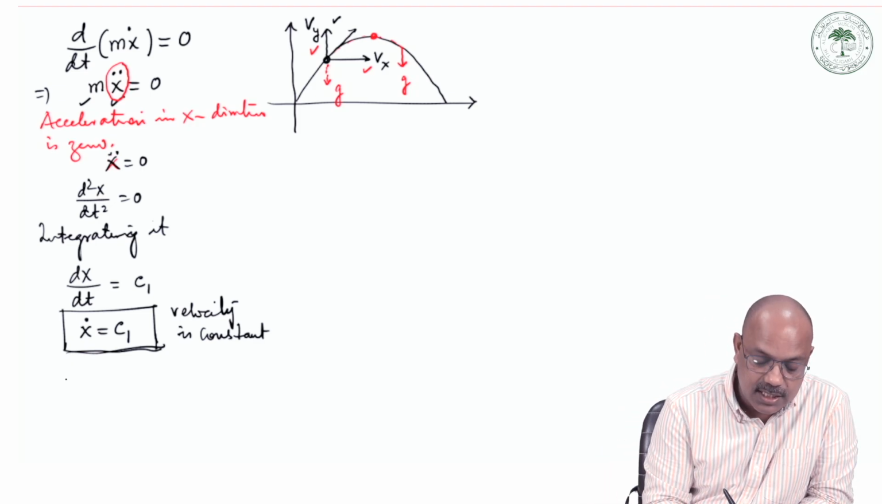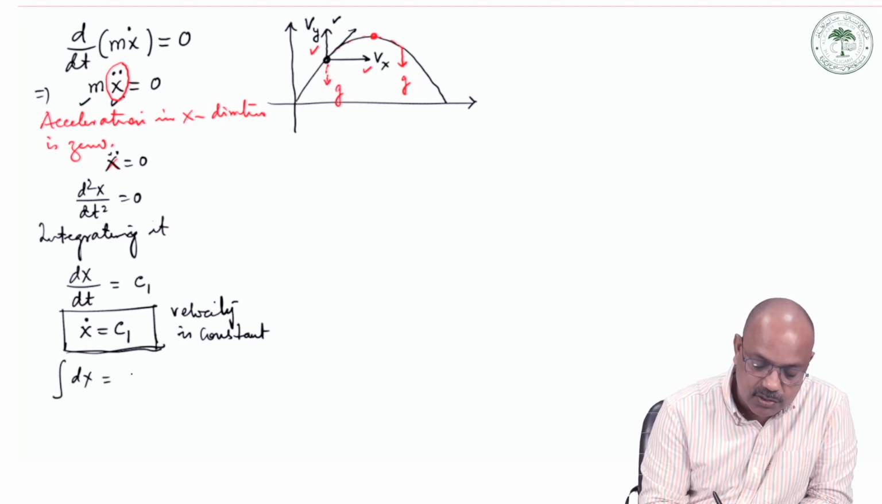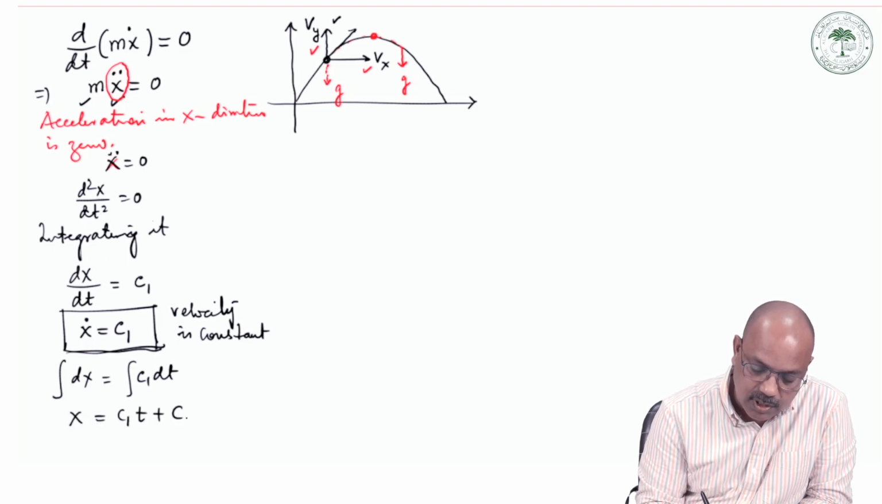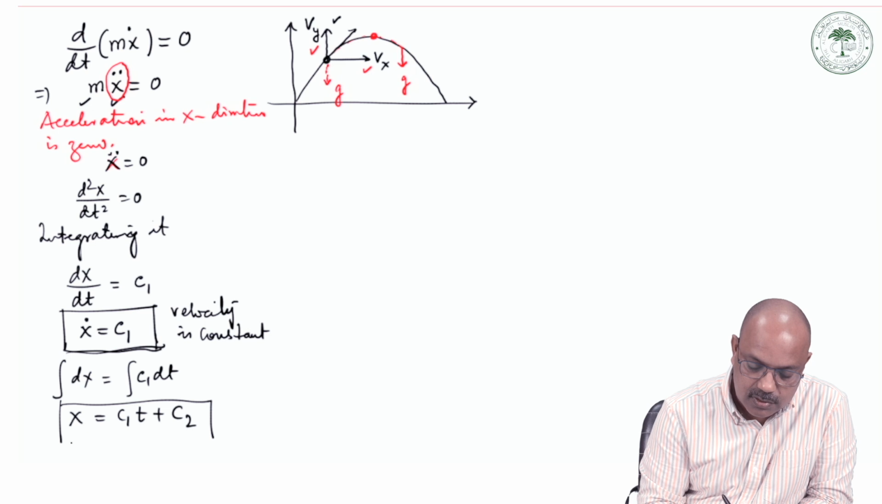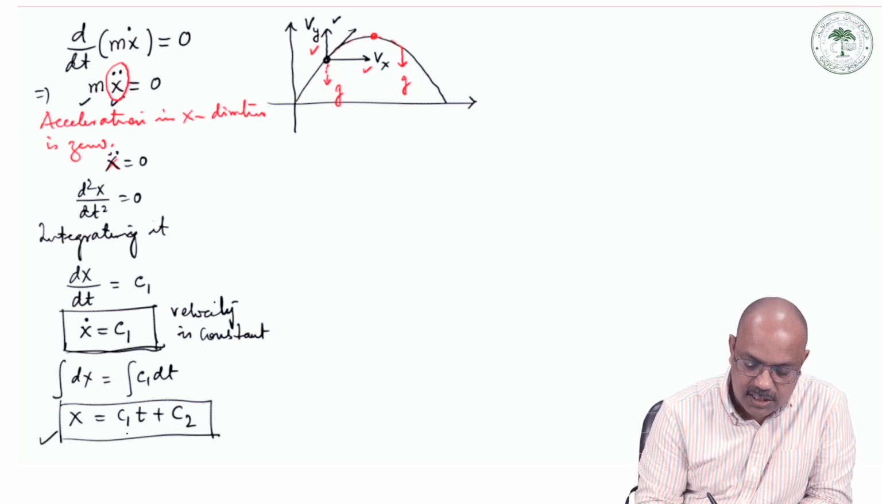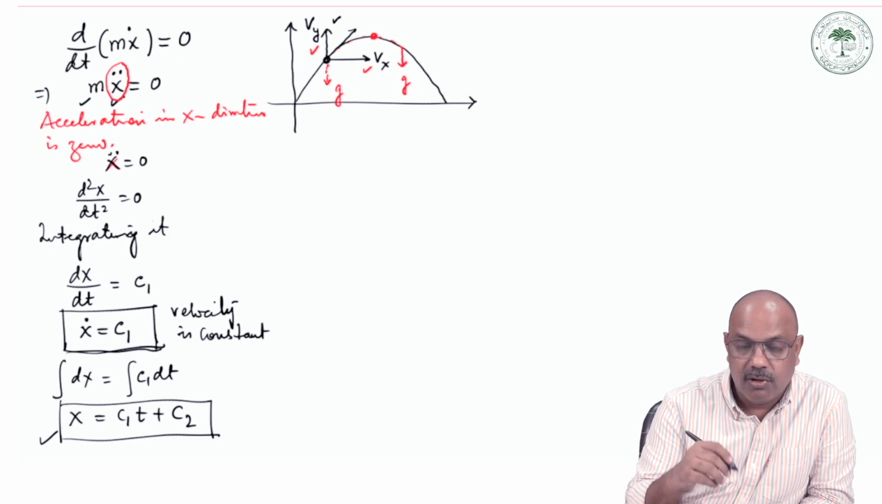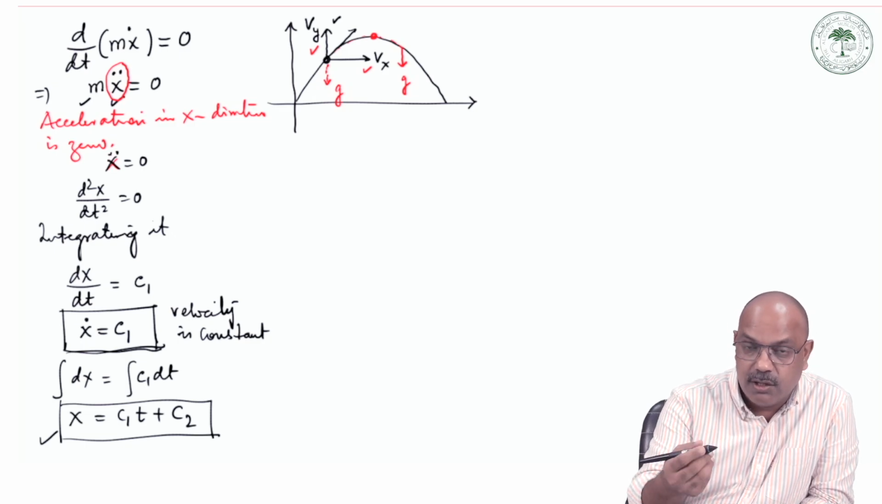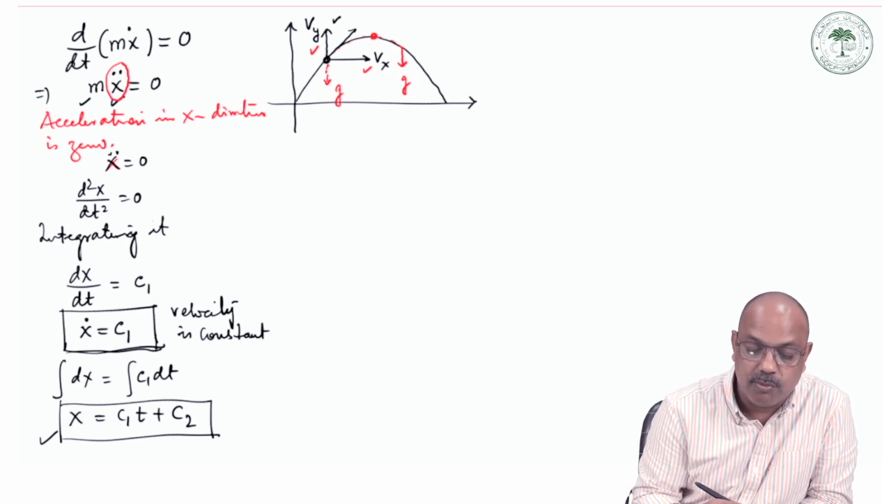Further, if I integrate it, this is going to be dx, and the integral is some c1 dt. Then you get x equals c1t plus some c2. Now I can find c1 and c2 based on some initial conditions. Now let's take the second equation, which is the y component.